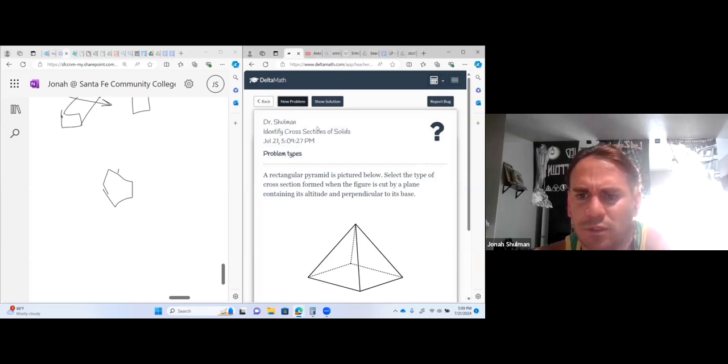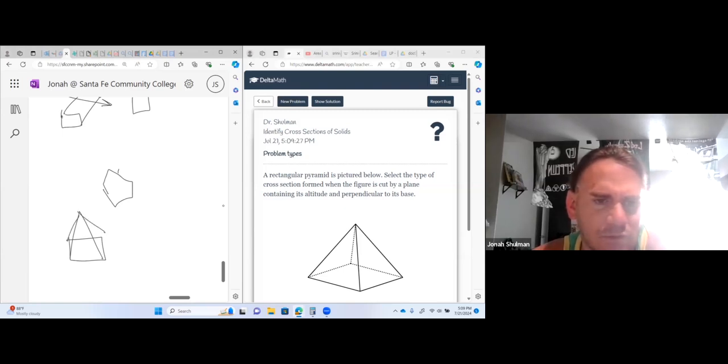All right, let's do one more of these. A rectangular pyramid is pictured below. Select the cross-section when it's cut by a plane containing its altitude. So altitude, when I use the word altitude, that's up and down. There's your altitude. It's kind of like the inside height.